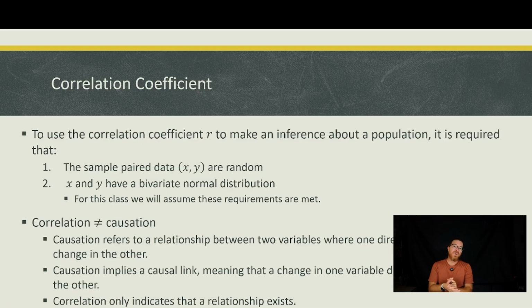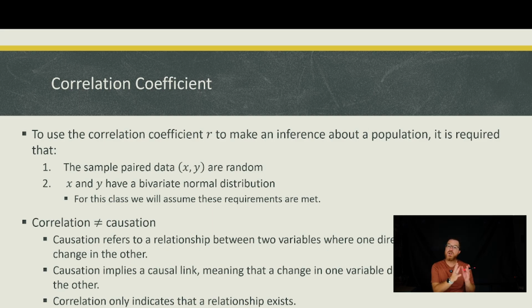The last thing I want to talk about before we actually look at how we do these calculations is to explain that correlation does not mean causation. So causation refers to a relationship between two variables where one directly influences or causes the other. That is, as X changes, it is causing Y to change. Correlation is just that there is a relationship, specifically a linear relationship. As X changes, Y also seems to change, but we're not necessarily saying that X is causing that change in Y.